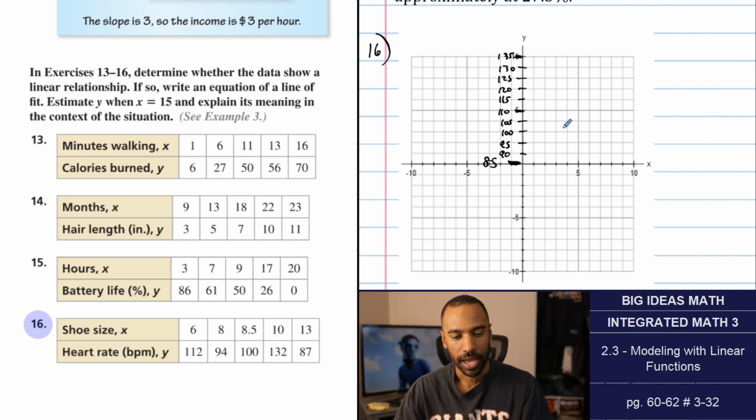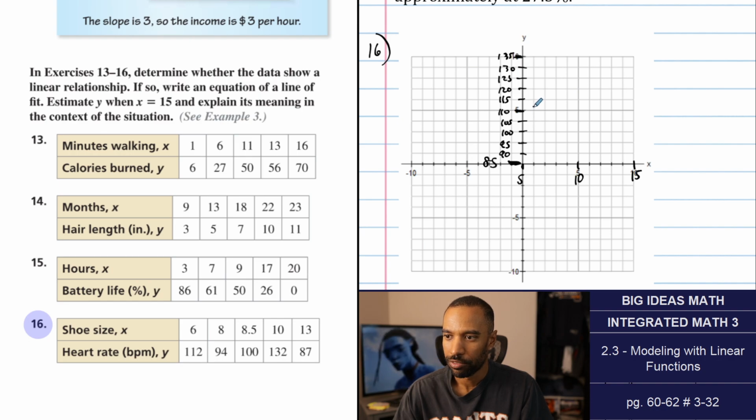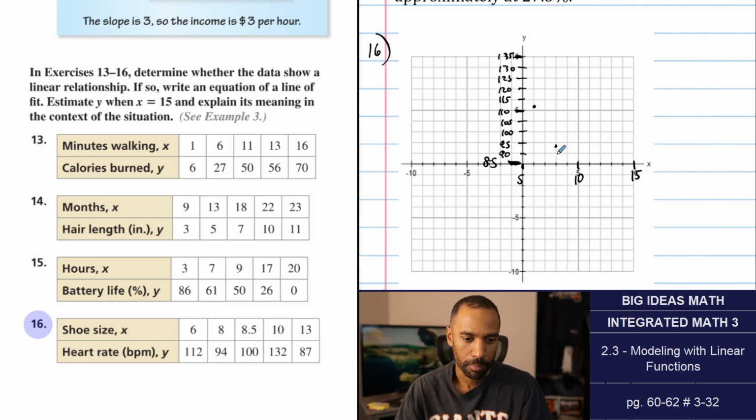That's for heart rate. Shoe size, I don't have to start at 0 here either, because if I want to get out to 13, let's just do it this way. Let's just say 5, and then call this 10, and call this 15. Like that. Okay, let's try and plot these. So 6 is now here. I might make a mistake now, but 6, and here's 112. Okay. 8, 6, 7, 8, and 94. 90, here's 94. Oh, this might not be linear. 8.5. See, now I get this one. 8.5 and 100.